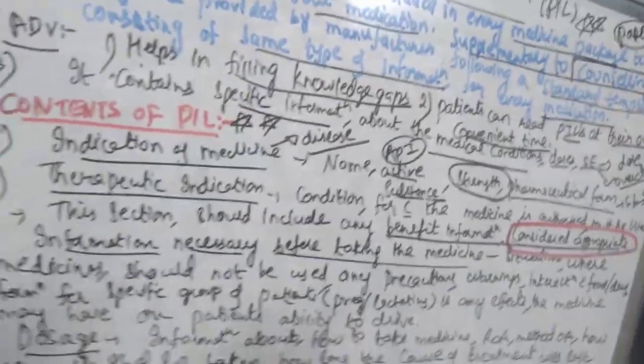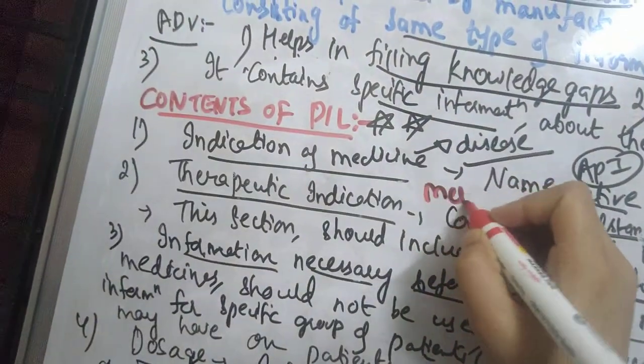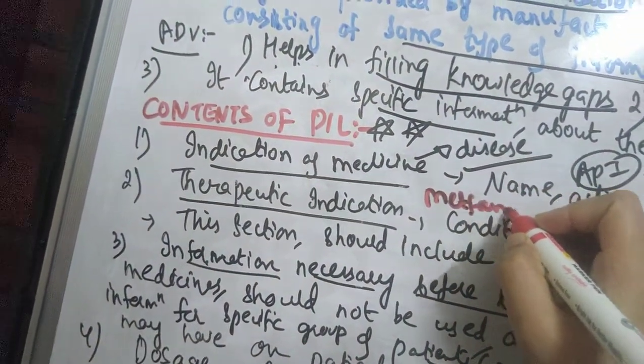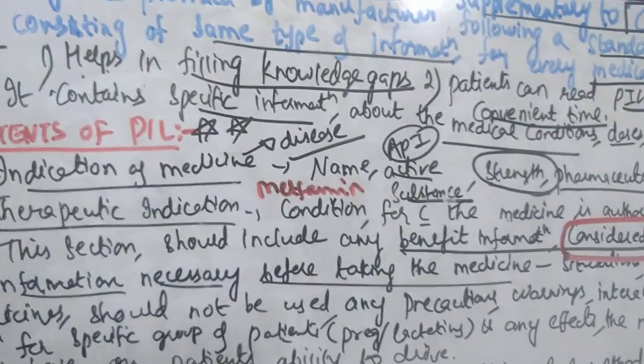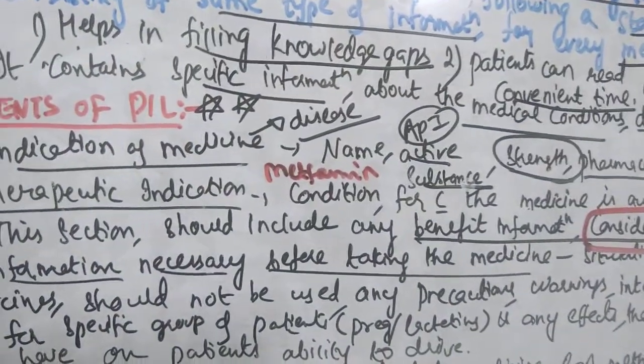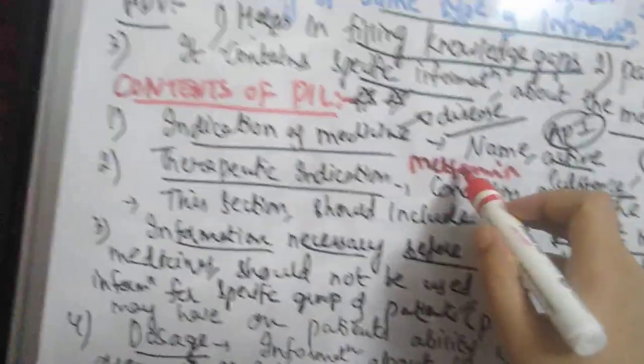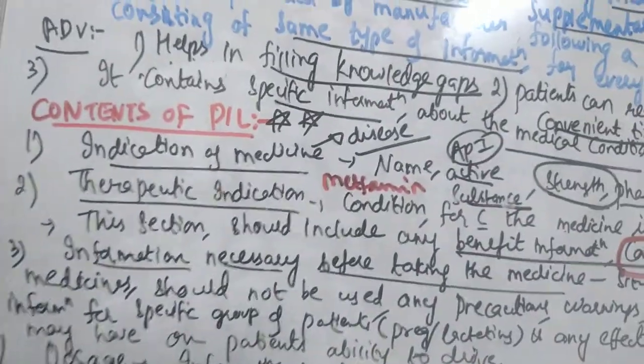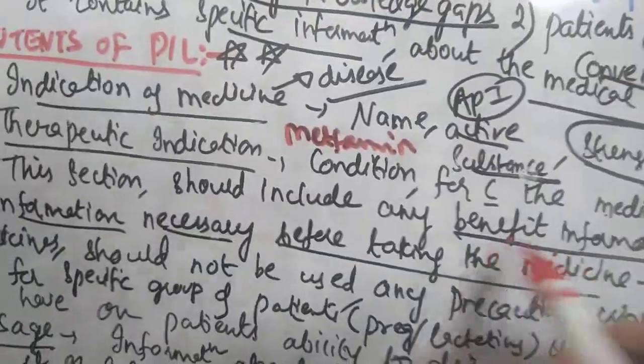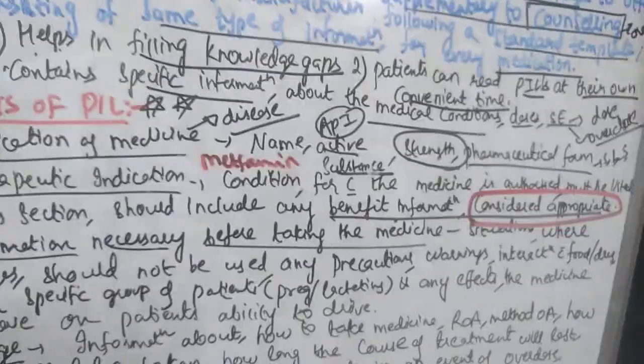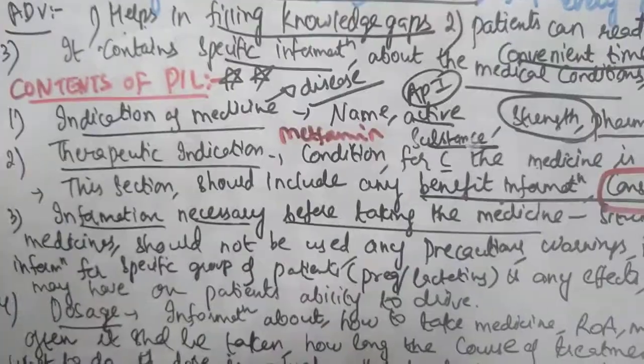See, for example, if the patient is having diabetes, he can take drugs like metformin, gluconorm; all these are the various drugs which are used to treat it. So the condition for which the medicine is authorized: metformin is the drug, and the condition is diabetes. And what is the benefit if you take it daily? If there are any appropriate benefits, that also should be listed.